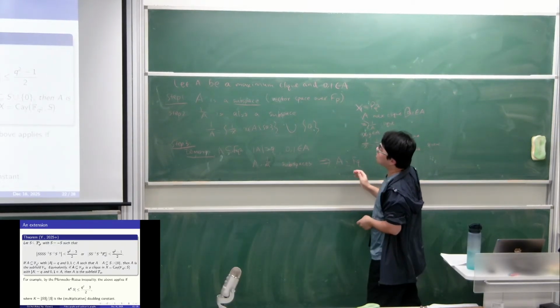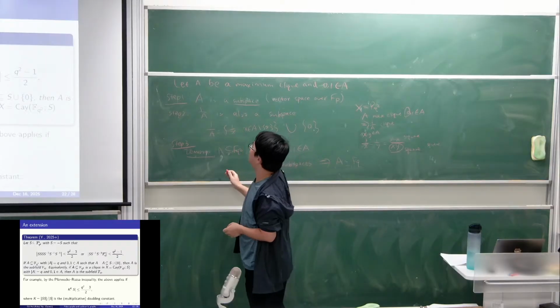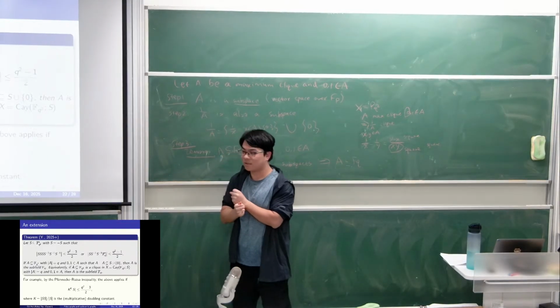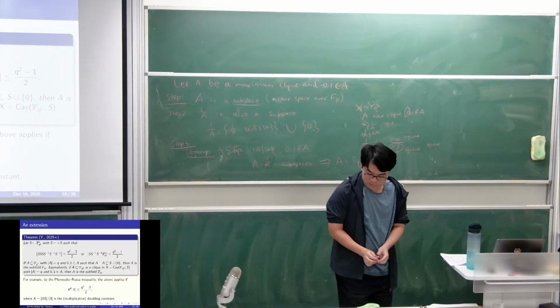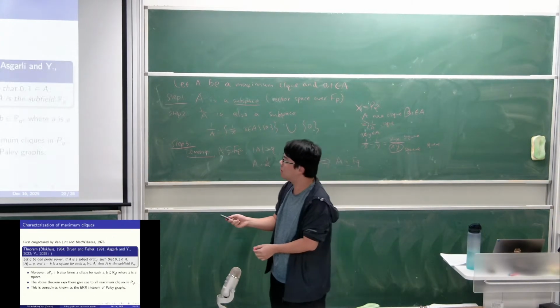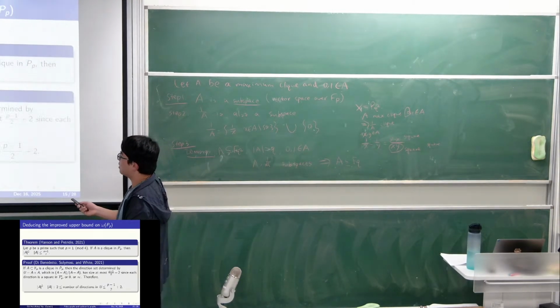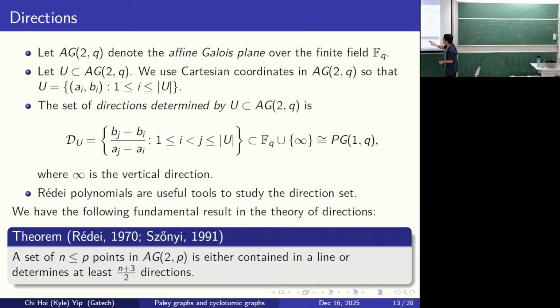Okay, and to show step 1, I used a result on directions. So if you recall this result on directions, it says that a point set either determines, let's just say we have a point set of size p.